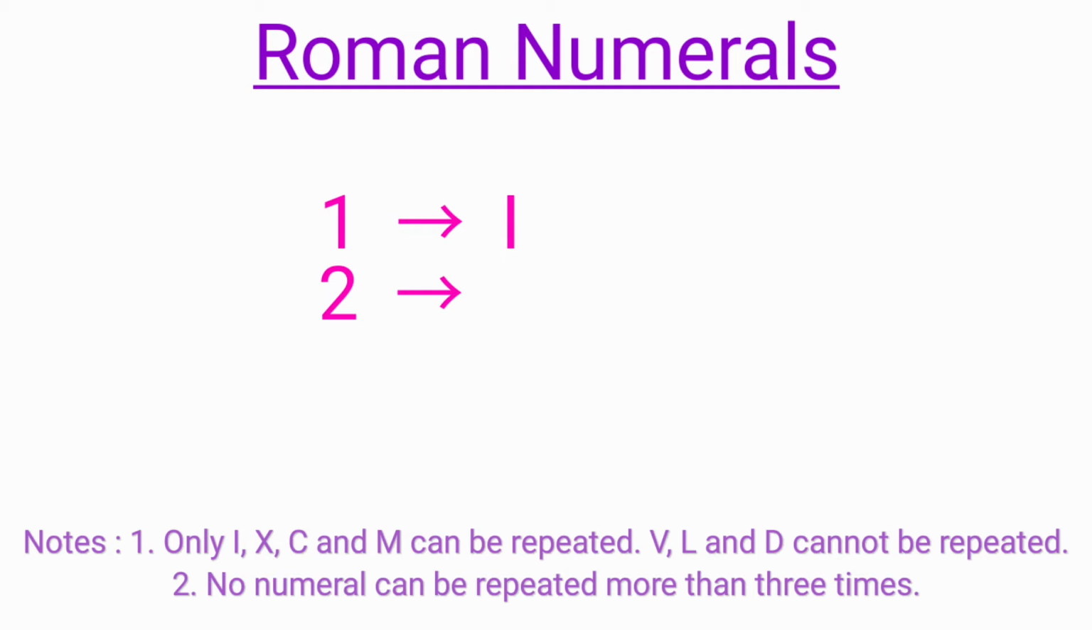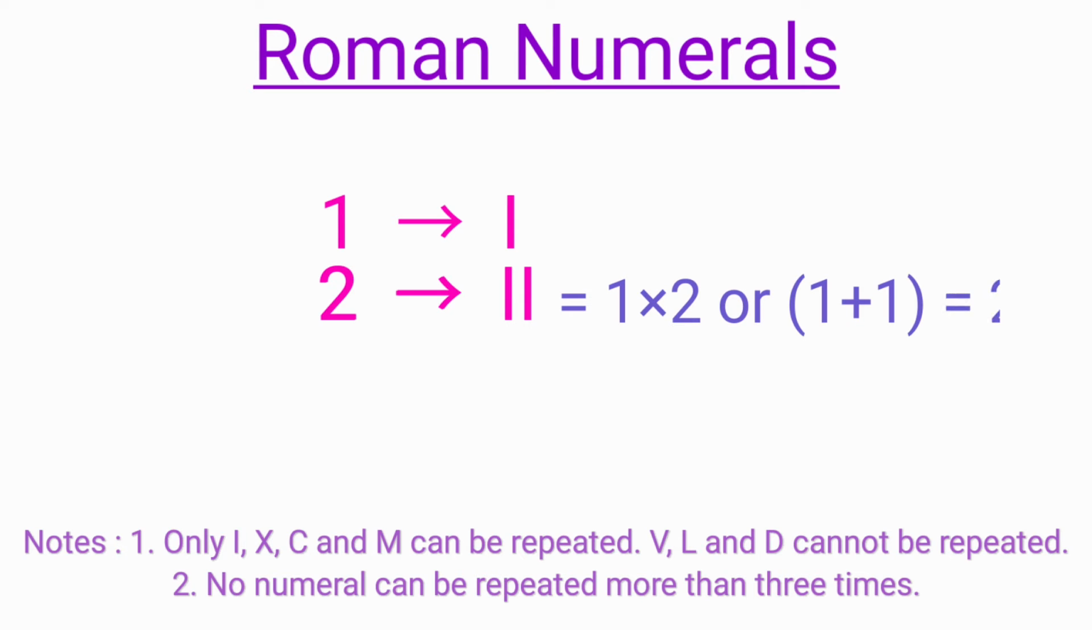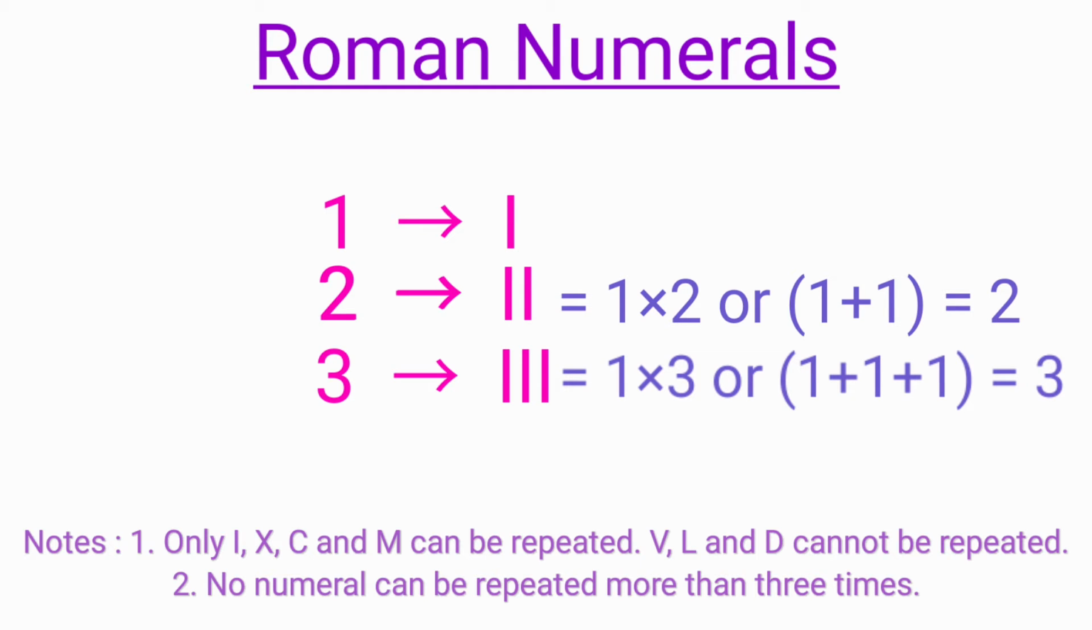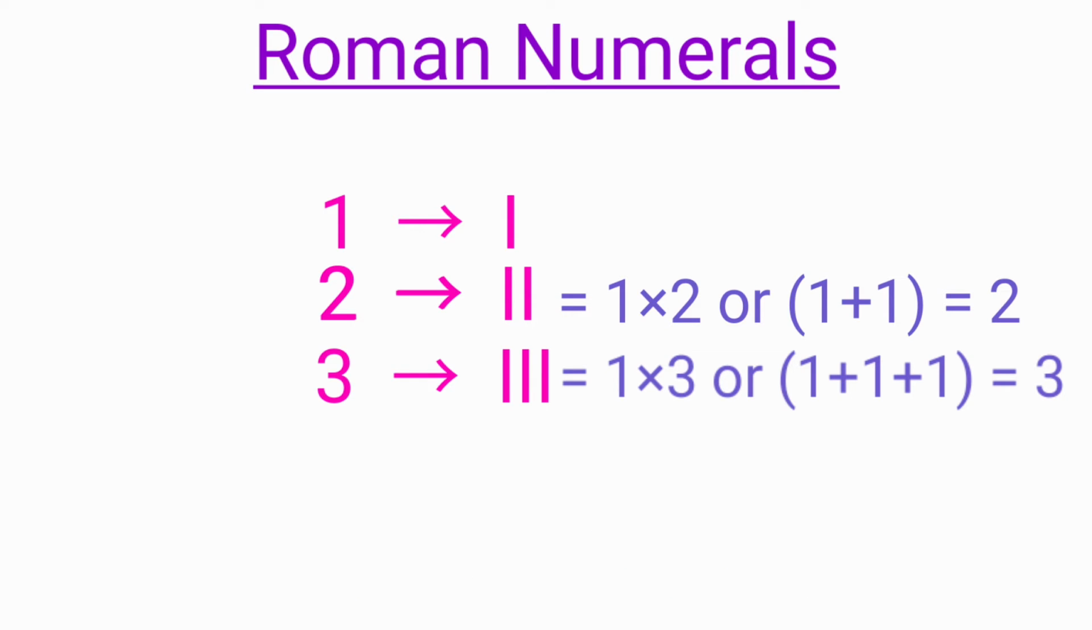2 can be written by writing 2 times I. Here, the value of I is 1 and 2 times I is 1 into 2 is 2. 3 can be written by writing 3 times I. Here, the value of I is 1 and 3 times I is 1 into 3 is 3. 4 can be written by writing 4 times I? No. Because no numeral can be repeated more than 3 times. Therefore, we cannot repeat I 4 times.